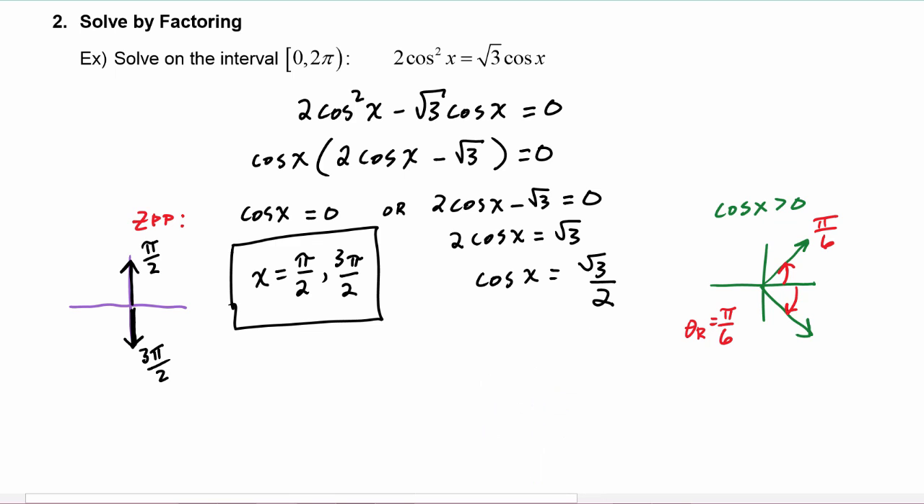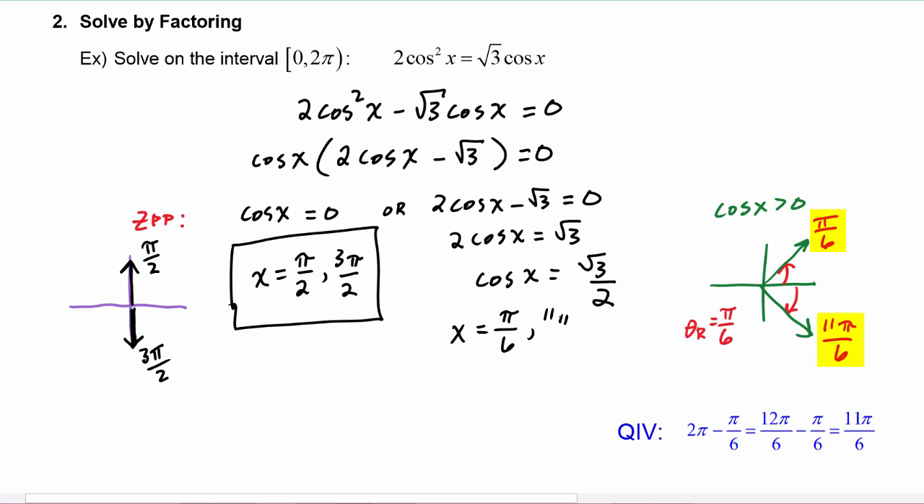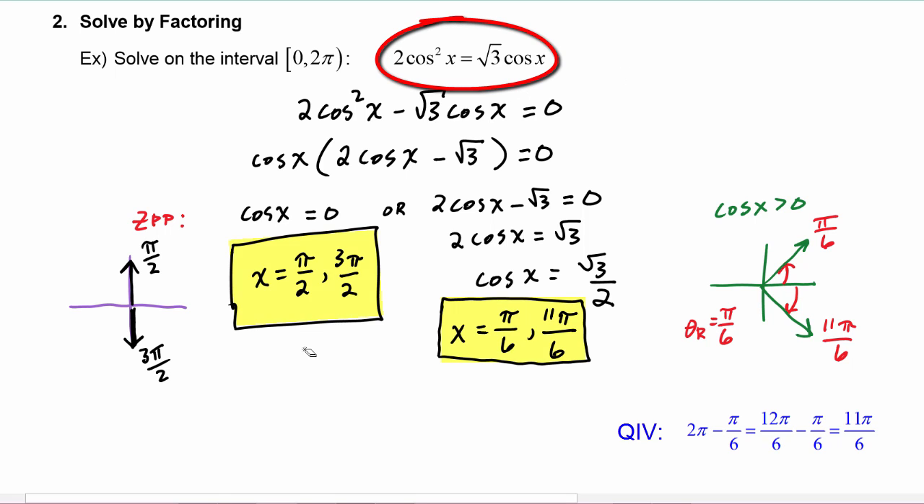And if we put the reference angle here, we start at 2 pi, back up by pi over 6, and we would be at 11 pi over 6. So then from this piece of the equation, we're going to get x is equal to pi over 6 or 11 pi over 6. So this equation ended up having 4 different solutions.